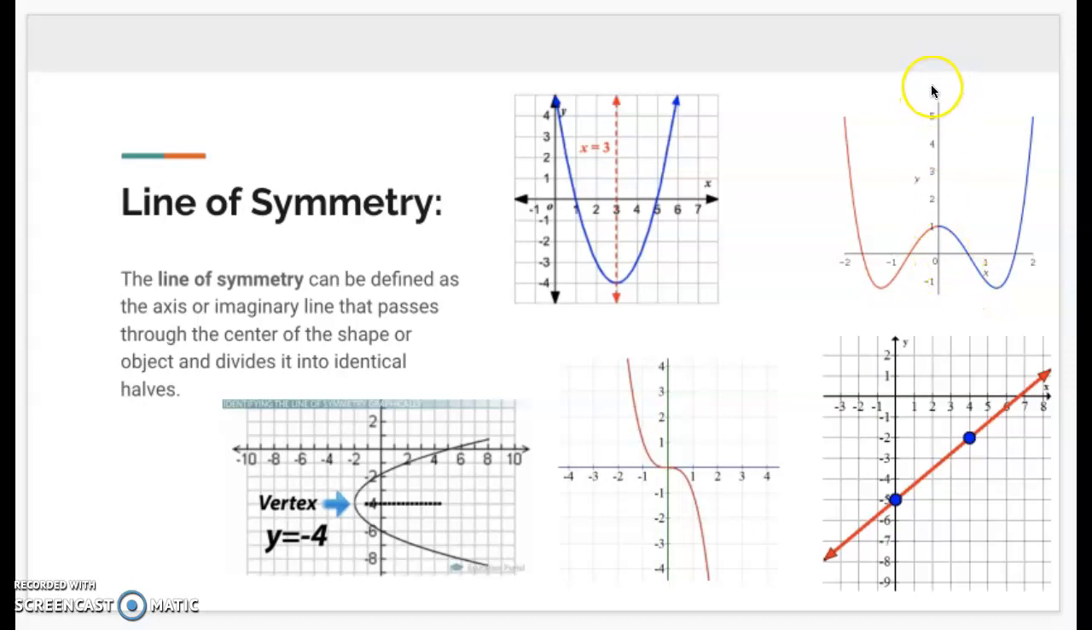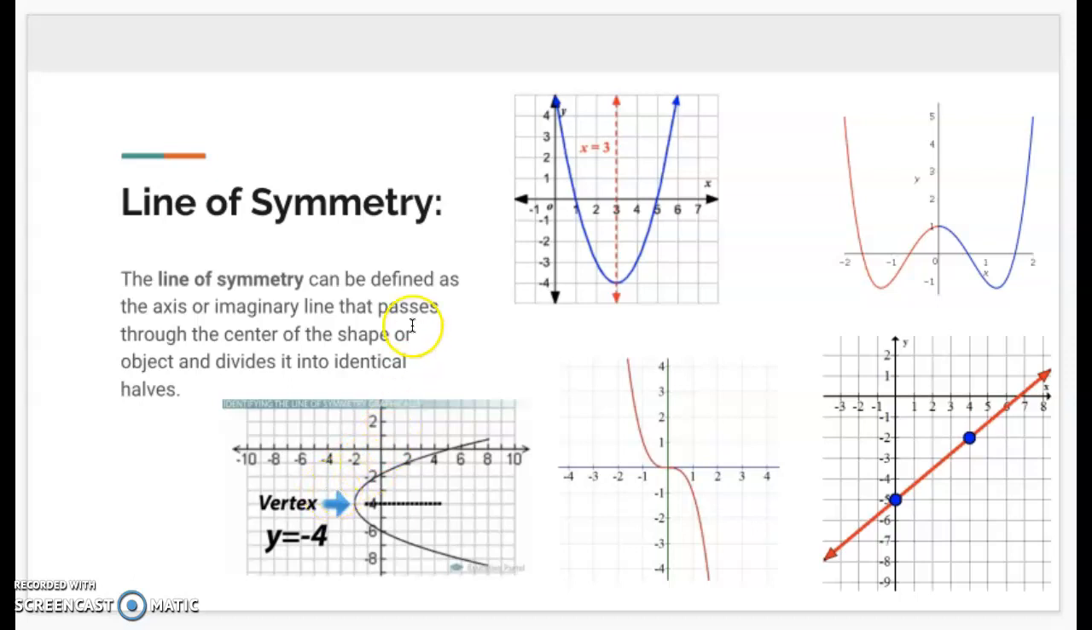Again, think about this one. If I were to draw a line straight down the center, if I were to draw it right here, this side is not going to match up this whole side. But if I were to draw a line right here straight down the center, which is at 0, going straight through 0, this side, the blue and the red, would match up together. So this line of symmetry would be at x equals 0.